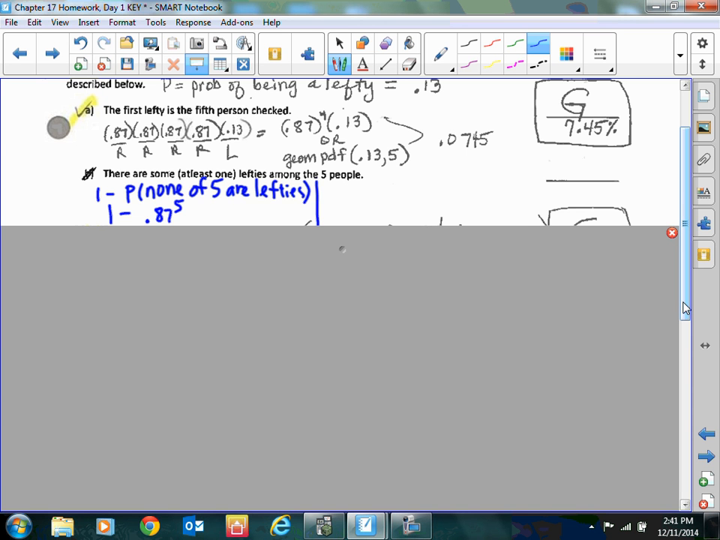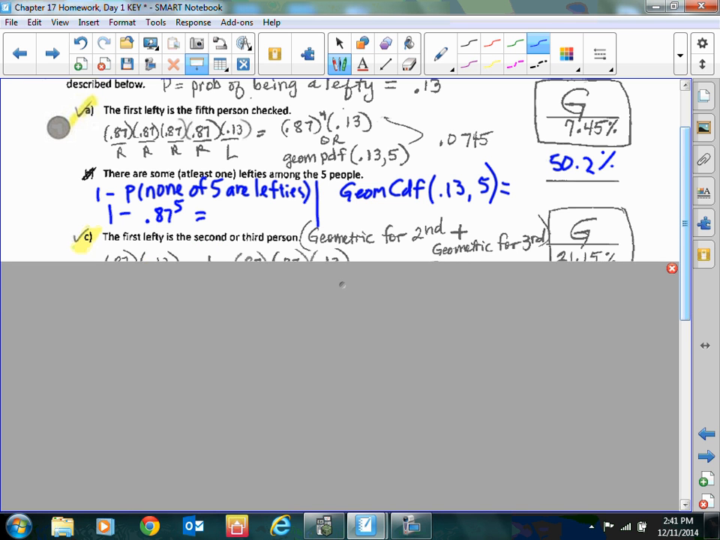In order for none of the 5 to be lefties, all of them are righties. So you can do that, or... what do you get for each one of those? They're the same. 0.2. Does it round? Okay, all right. That's a probability.